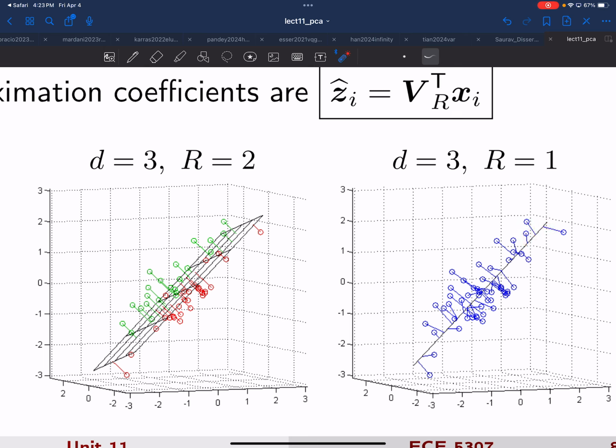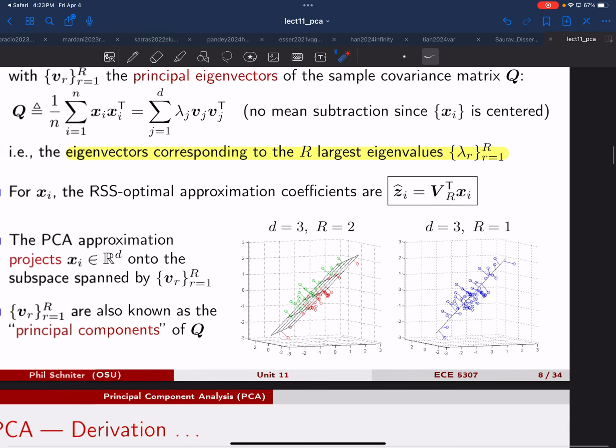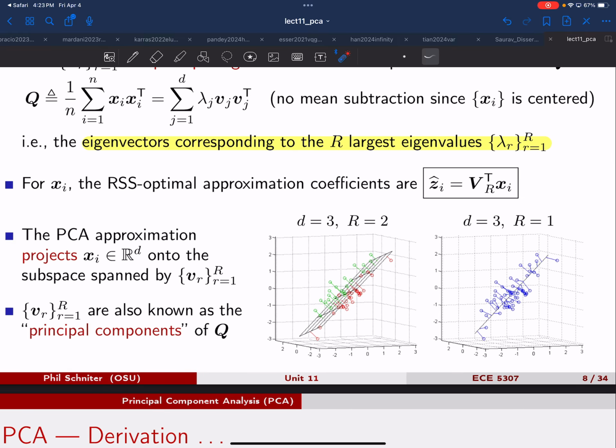Okay, so basically that's the idea. You're looking for the best approximation to your data that lives in some hyperplane of dimension R. You get to choose R. The smaller R is, the bigger the error is. So that's a trade-off that you have to make. We'll talk about that trade-off later. So that's basically what PCA is doing.